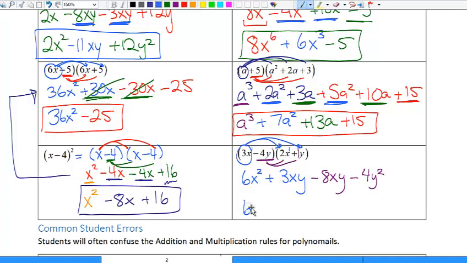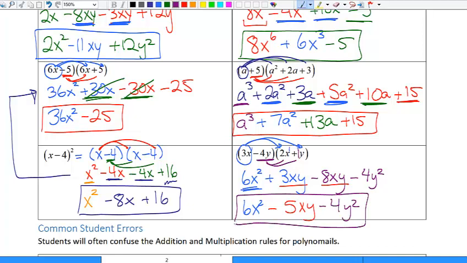The first term, 6x squared, doesn't have any like terms. That just comes down. The two middle terms are like terms, so I add them up and get negative 5, because positive 3 minus 8 is negative 5. The variable part xy stays the same. And then negative 4y squared also stays the same.